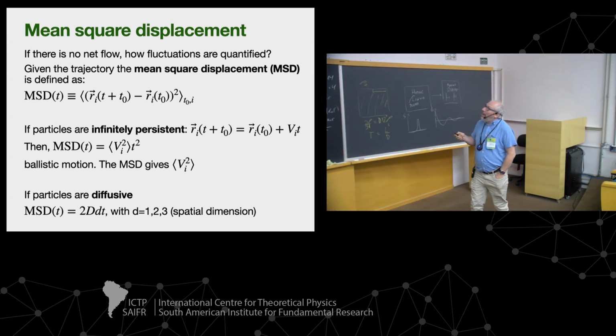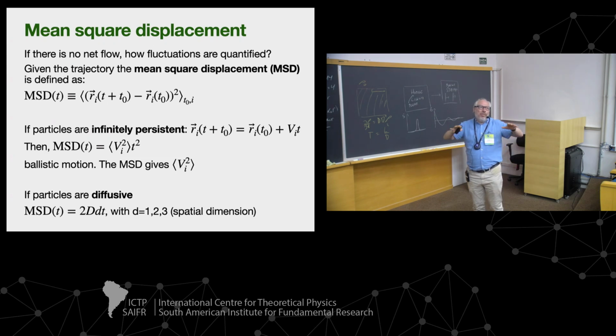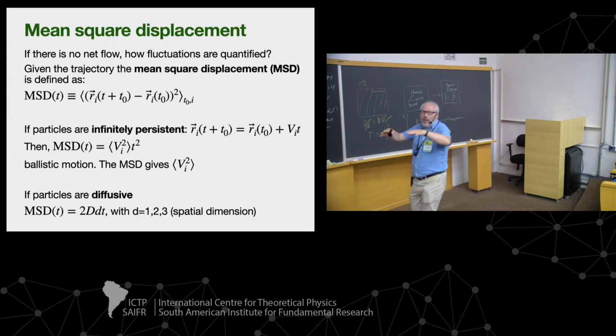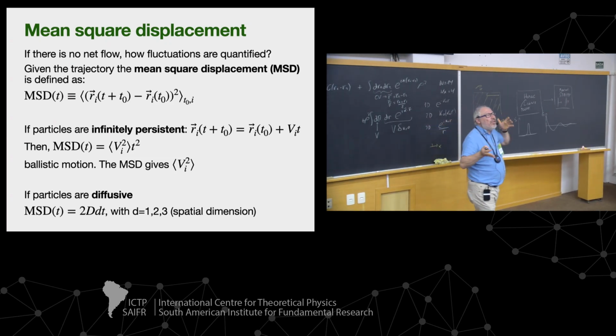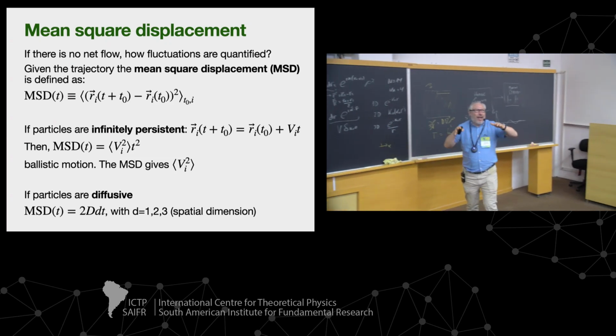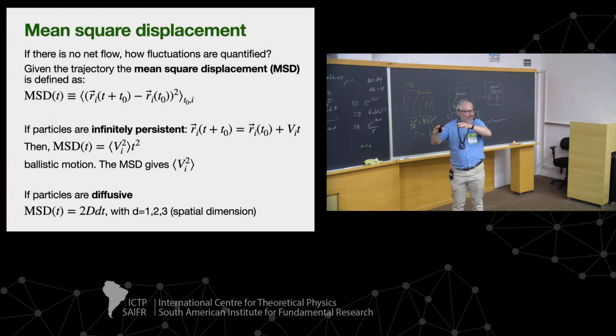If you don't have a net flow, because if particles are swarming in one preferred direction, you don't need to compute the mean square displacement because there's a mean displacement. Mean, not mean square, mean displacement. They move from here to there. That's the easy case.